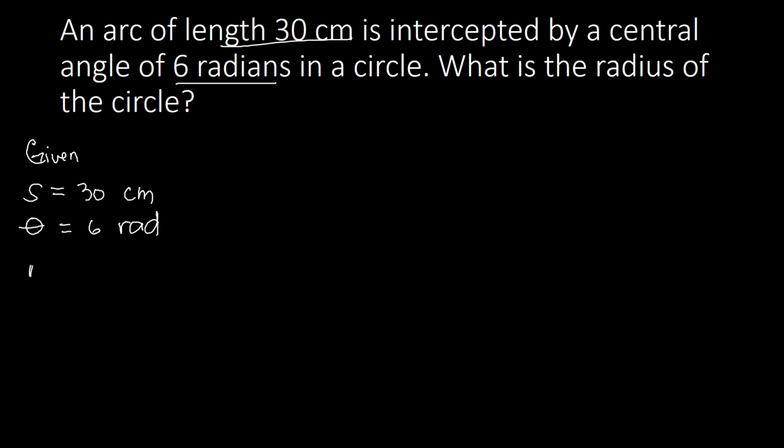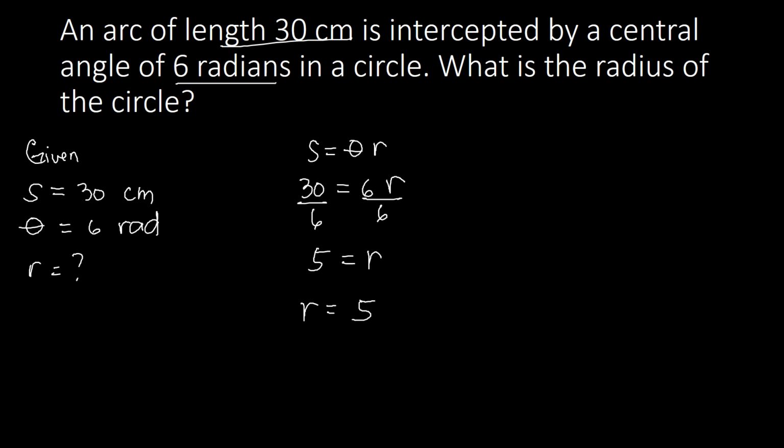So r is the unknown. Using our equation, we've got S equal to theta r. Plugging in, our S is 30. And then we've got our angle as 6 rad, or 6 alone, multiplied by r. Dividing this by 6, we are now left with 5 equal to r. Now take note, we did not bother converting the 6 rad there because it's already a radian measure of the angle. That's why we're plugging in that one directly. So we now have our radius as 5.